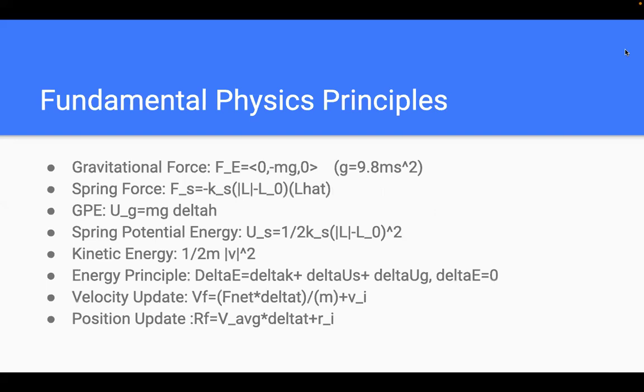So these are the fundamental physics principles that were used. We used gravitational force with the assumption that gravity is equal to 9.8 meters per second squared. We used spring force, gravitational potential energy, spring potential energy, and the equation for kinetic energy. And then we did the energy principle, and we did the velocity update formula and the position update formula.